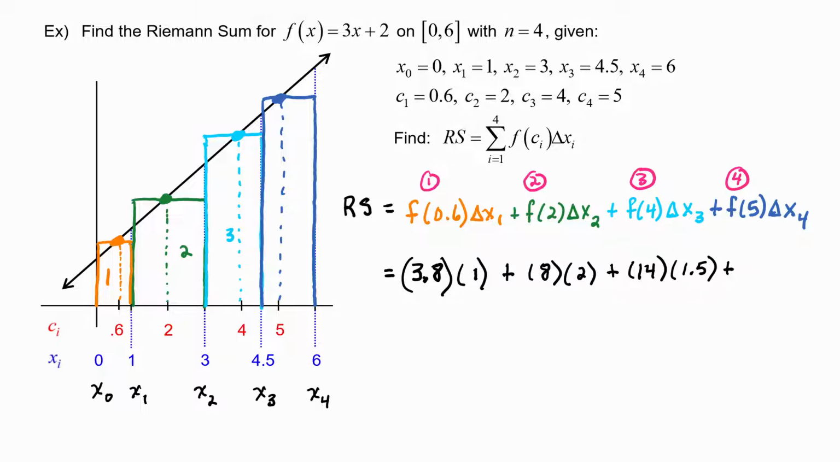plus in region 4, let's mark that. This was region 4 right here. In region 4, we have to do f of 5 to get the height of our rectangle, and f of 5 is going to be 17. And then we have to take that times the width of region 4, which is 6 minus 4.5, which is 1.5. And if we do this calculation, we find out that the Riemann sum is equal to 66.3.